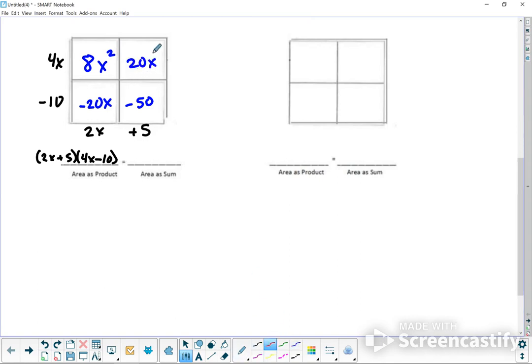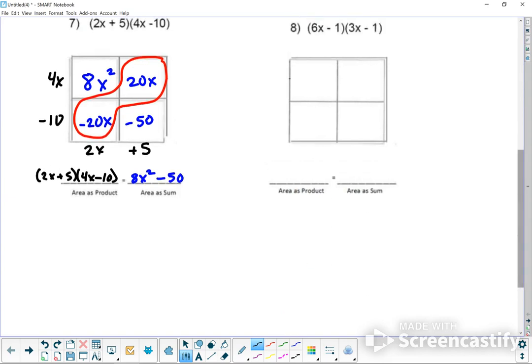And just like the previous one, we can combine these two together. So you get 8x squared. Ooh, and the negative 20x and positive 20x cancel, and you're going to be left with 50. Interesting. Okay, last one. There is a product. It's going to be 6x minus 1 and 3x minus 1.